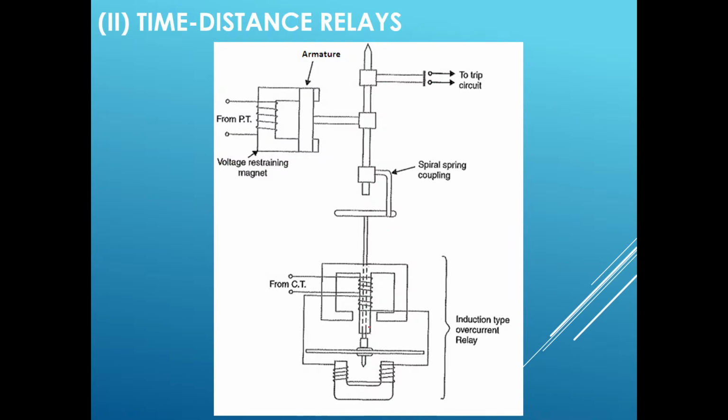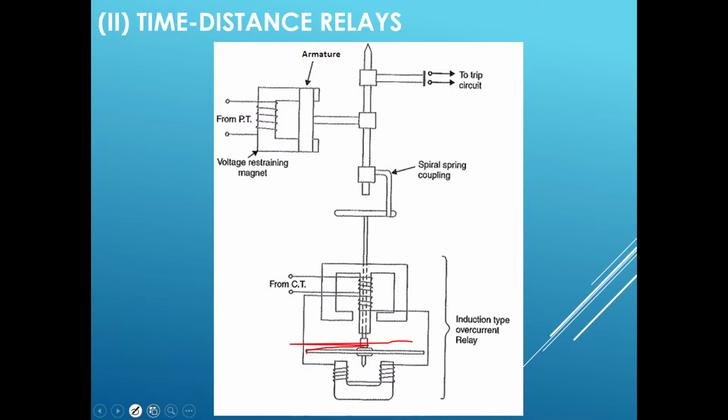Okay, so if you observe here, let us start with the bottom. In the bottom, there is an induction type overcurrent relay. There are two electromagnets: the upper E-shaped electromagnet, and this is our U-shaped electromagnet, and in between the E-shape and U-shape there is a disc.